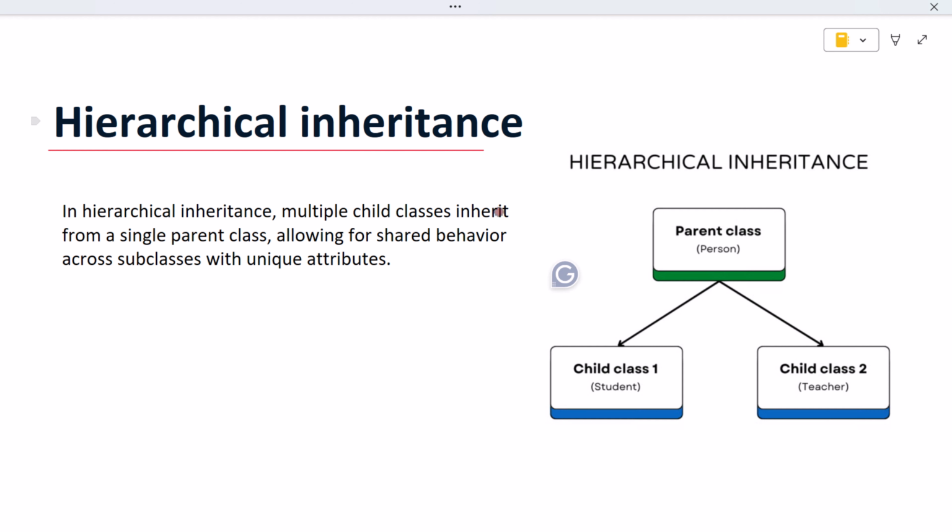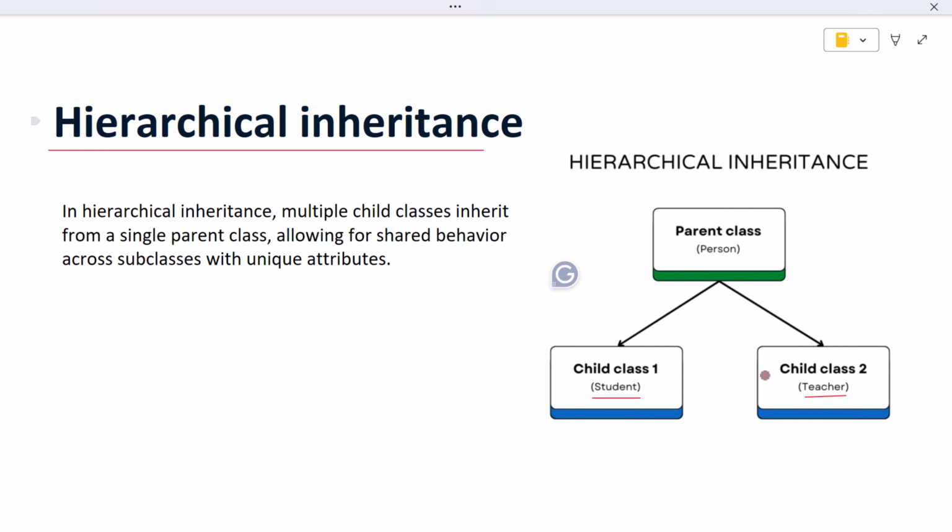Let's first understand what hierarchical inheritance means with a real-world example. Imagine a central government agency. Let's call it Person Authority. This authority defines some standard personal information like name and ID for all types of people. Now under this authority, we have two branches. One is for students, the other for teachers.